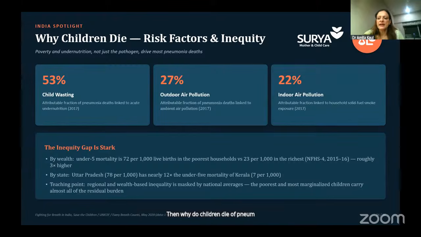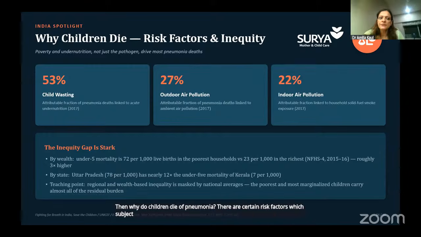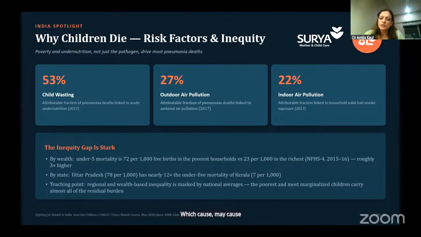Then why do children die of pneumonia? There are certain risk factors which subject these children to death. The number one is malnutrition, which is wasting. 53% of children who die have malnourishment. The other causes which may cause death are exposure to pollution, air or indoor pollution.